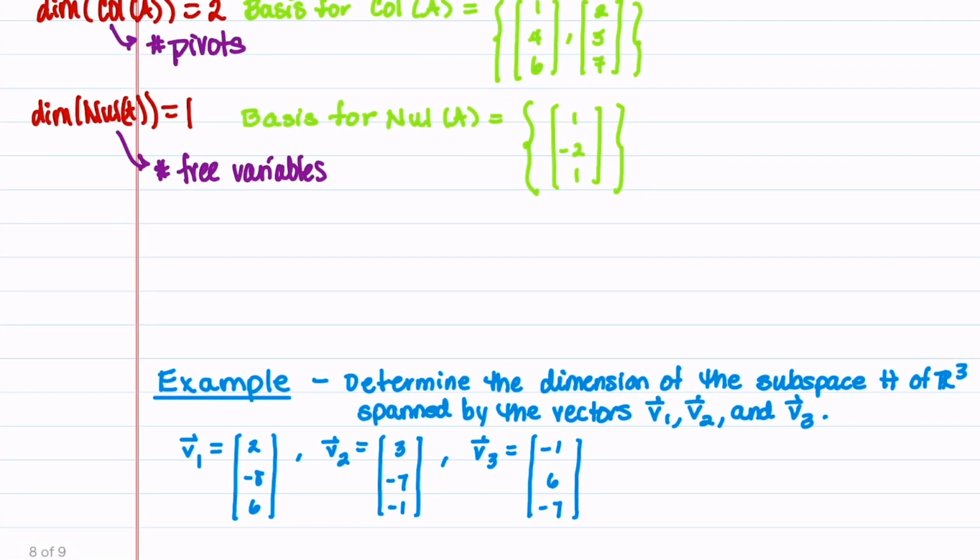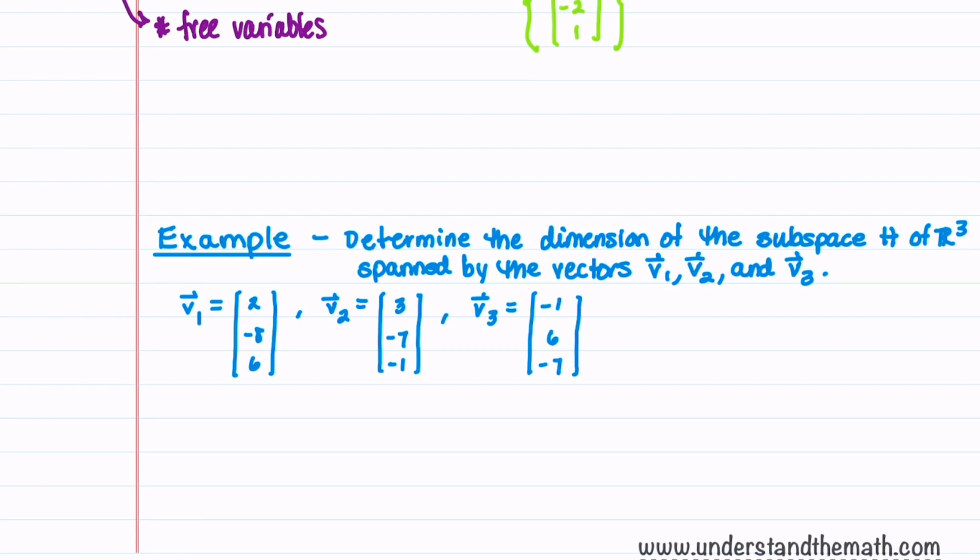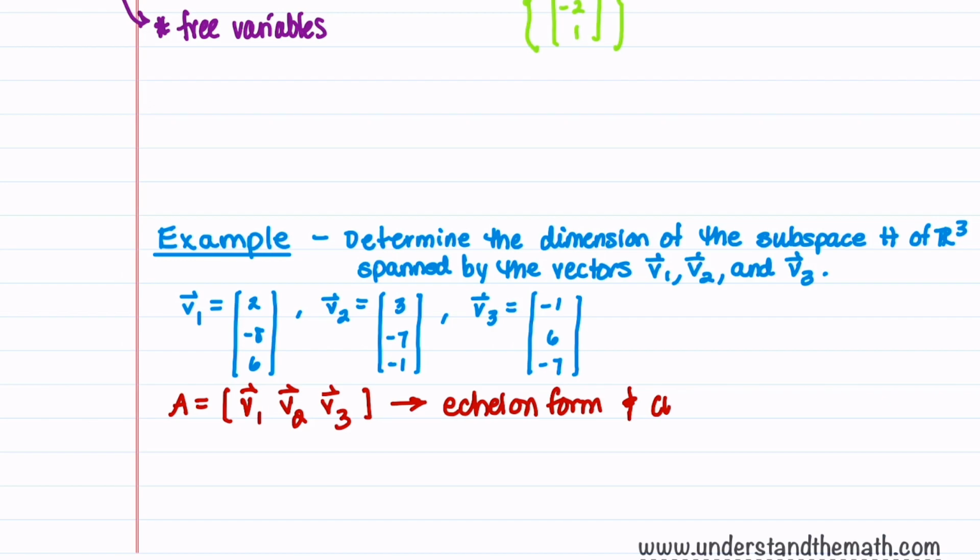In our next example, we're going to determine the dimension of the subspace H of R3 spanned by the vectors v1, v2, v3. To find the dimension of our subspace H, we have to place our vectors v1, v2, v3 into a matrix A. We then have to reduce that matrix to echelon form. And we're going to count the number of pivots.